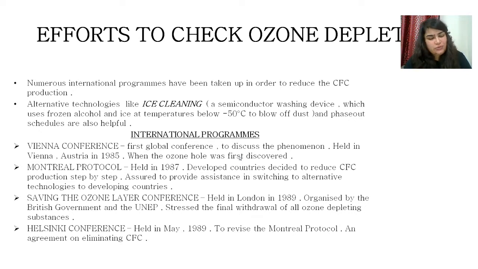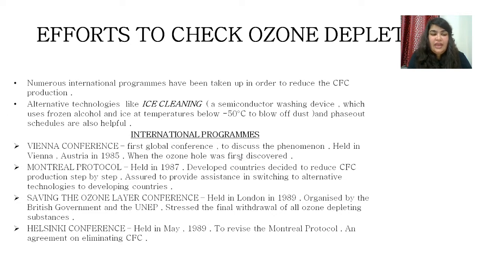So various international programs and different kinds of legislations have been enacted in this particular respect, right? So we have the Vienna Conference, we have the Montreal Protocol, we have the Saving the Ozone Layer Conference, we have the Helsinki Conference. Talking about the Vienna Conference, it was the first global conference to discuss the phenomenon, held in Vienna, Austria in 1985, when the ozone hole was first discovered.